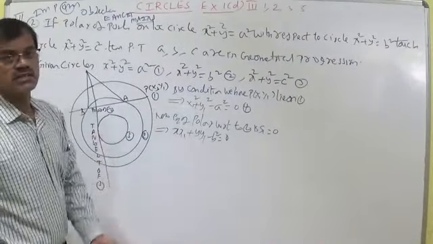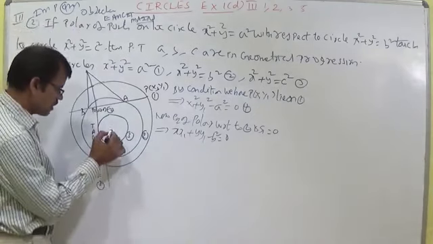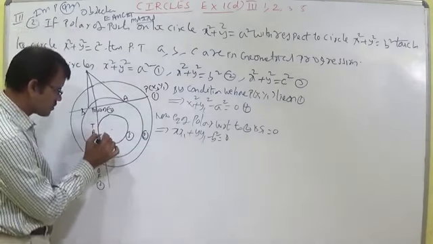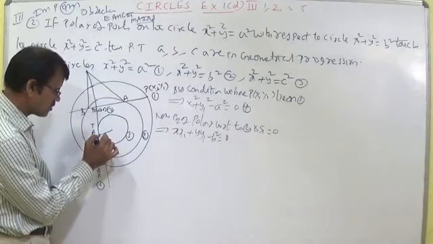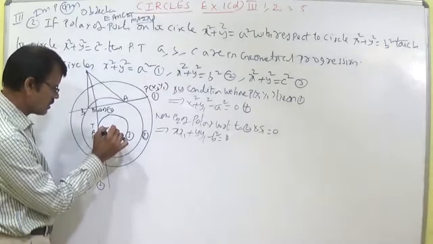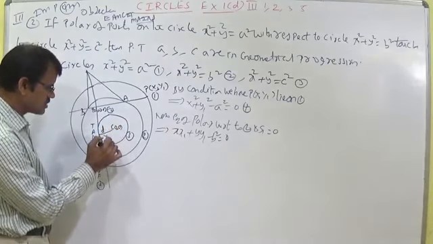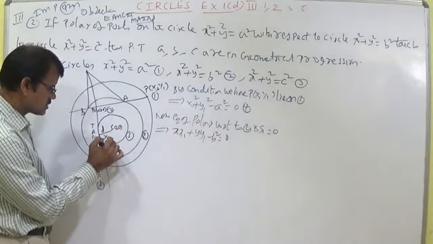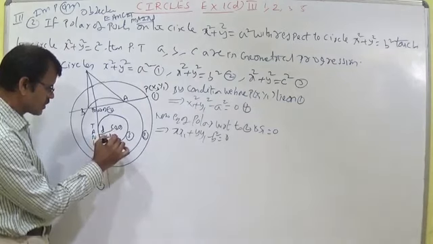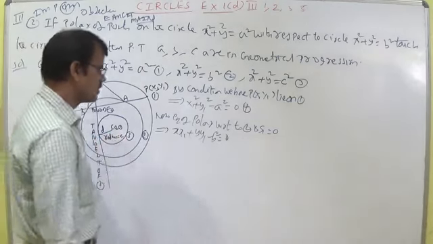Whenever a line is tangent to a circle, you should use r is equal to d. This is r, this is d. The center here is (0, 0) and the radius of the third circle is c.